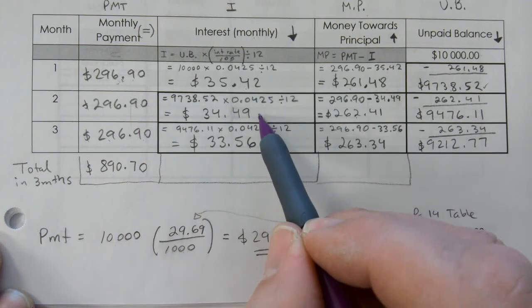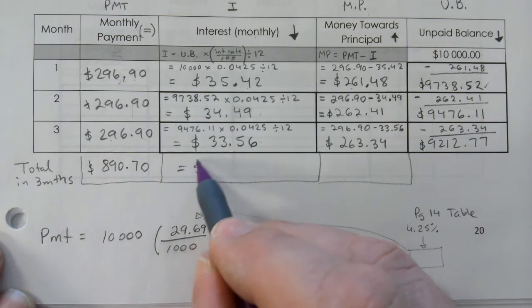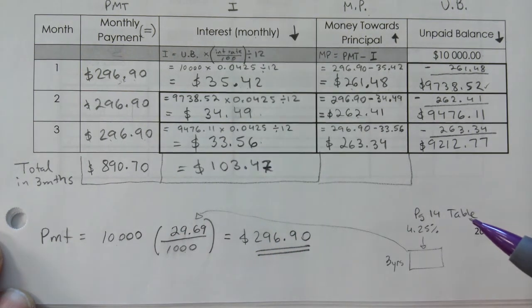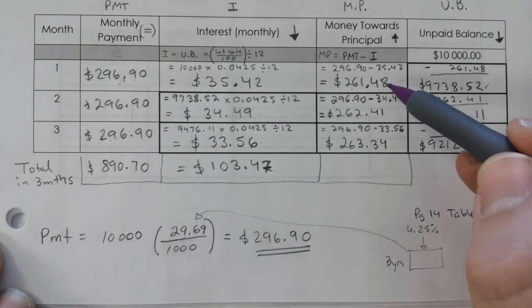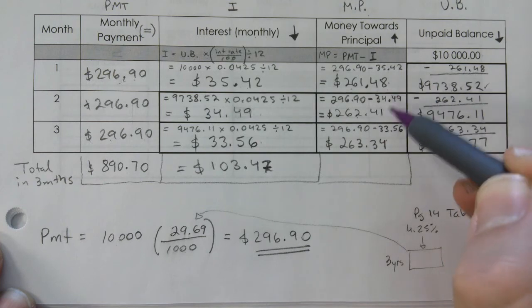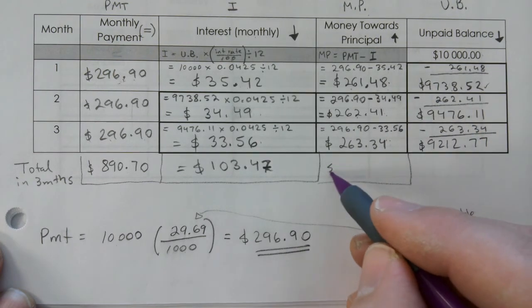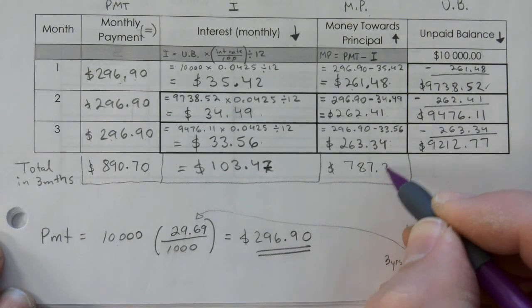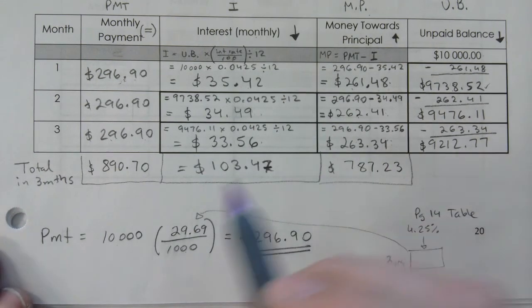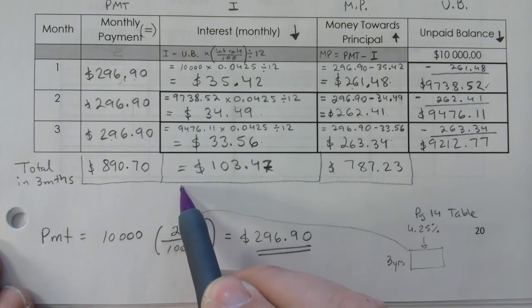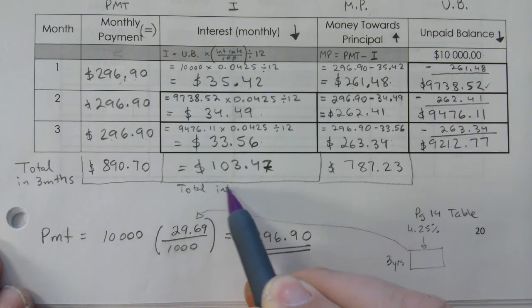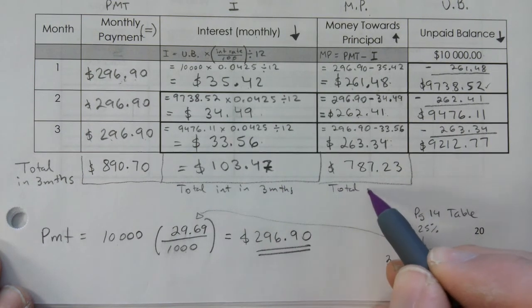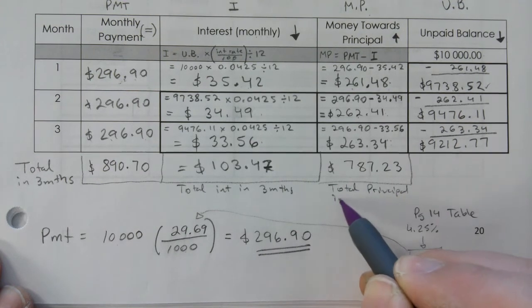If you added up the interest you've paid over 3 months, that adds up to 103.47. If it asked you how much you've paid off in principal, like how much have you actually paid off, you add up these three numbers and you get 787.23. This is total interest in 3 months, right? Total principal in 3 months.